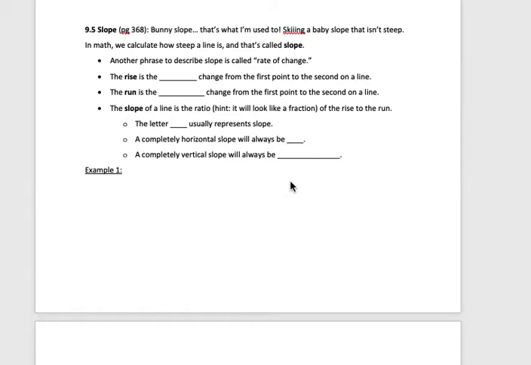Okay, pre-algebra, let's go ahead and get started with Chapter 9, Section 5. We are looking at slope.